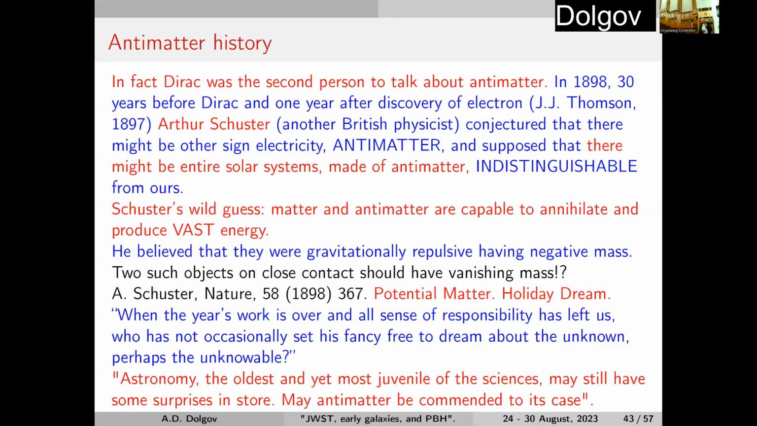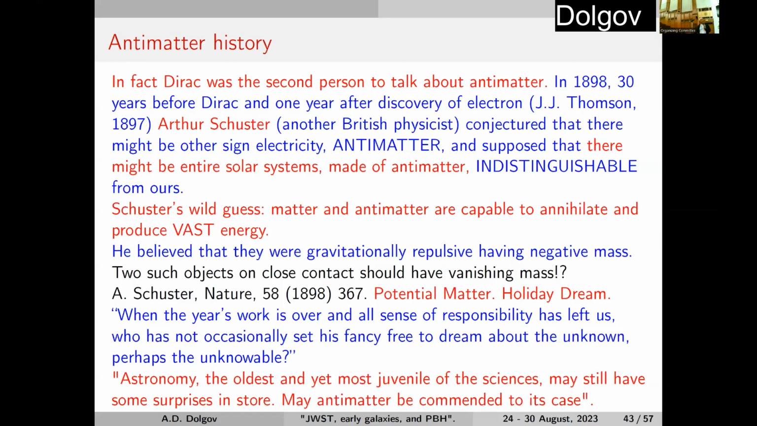And in fact, it was something funny, maybe. Another British physicist, Arthur Schuster, many years before suggested that together with the electron there could be the positron, antinuclei, and whatever. And he said that matter and antimatter are gravitationally repulsive. Well, that's wrong, but that matter and antimatter can annihilate, producing vast energy. I don't know how he guessed it.